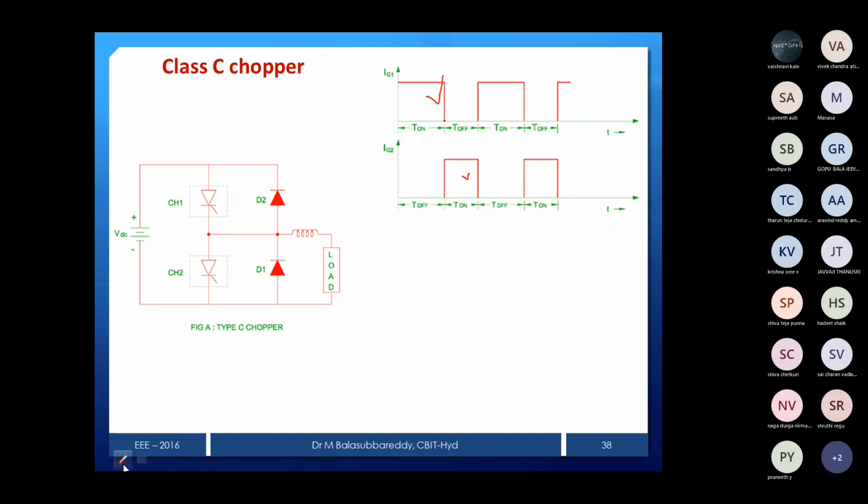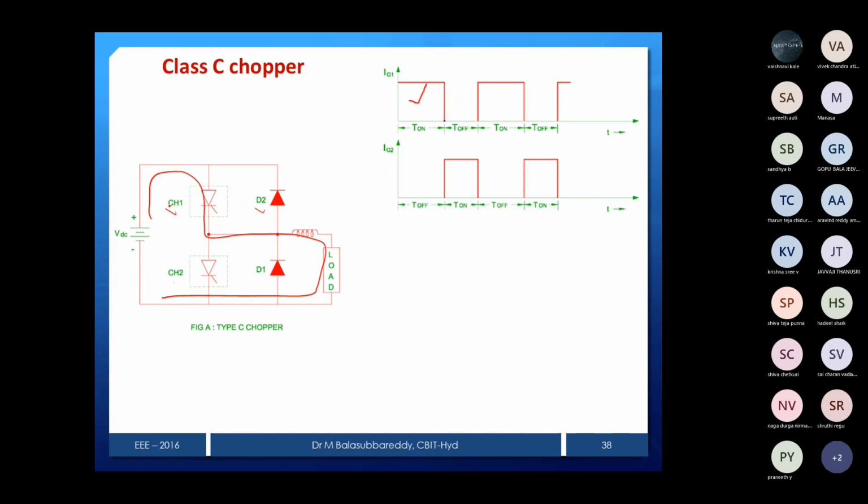Now once I provide the firing pulses, we'll see the operation. Now I am giving a pulse to CH1. Then what will happen? Thyristor 1 is going to fire. Current will pass like this. What is our output voltage? I told you, either CH1 or D2 is on, output voltage will be the source voltage, or if CH2 or D1 is on, output voltage will be 0.